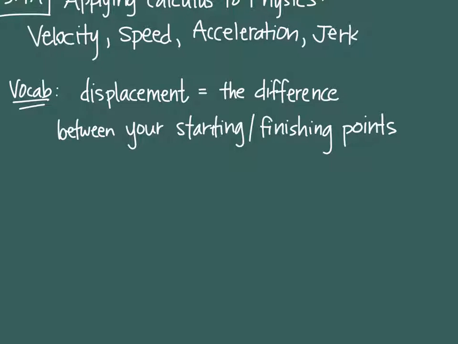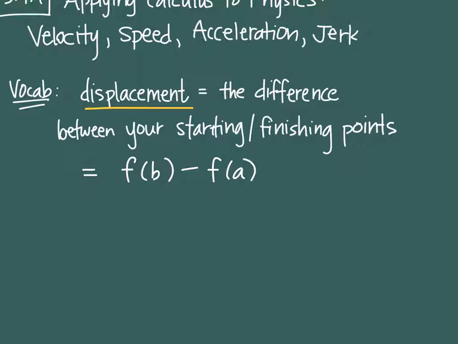The formula for displacement is the following. F of B minus F of A. The place where you stop minus the place where you start. And that is called displacement. So that's the first thing you need to know about physics.